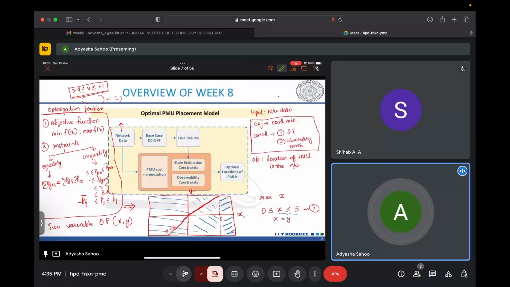So after adding both the constraints, your available search space is only this line X equal to Y between 0 to 5. Now that you have added both the constraints, you look at the objective. Your objective is to maximize X. So on this straight line, if you want to maximize X, what will be the solution?